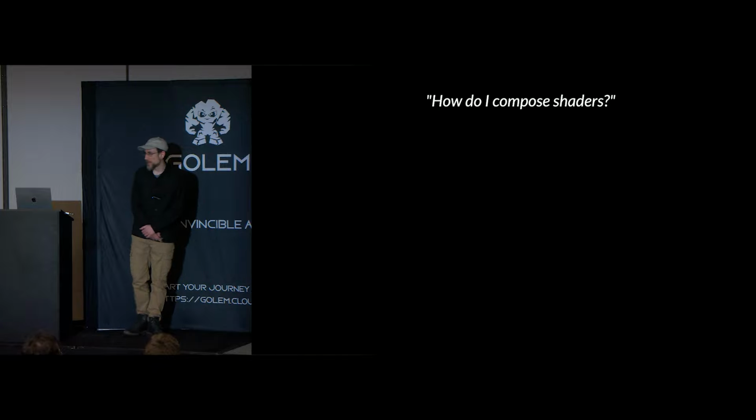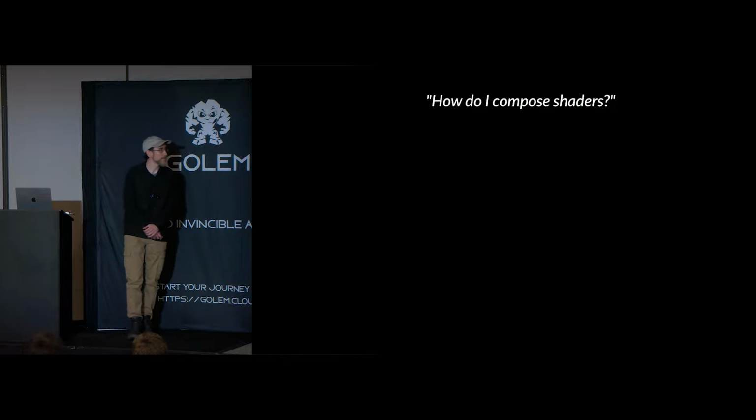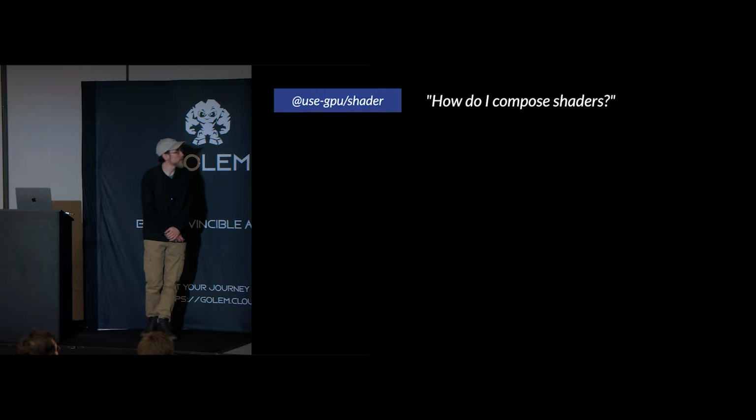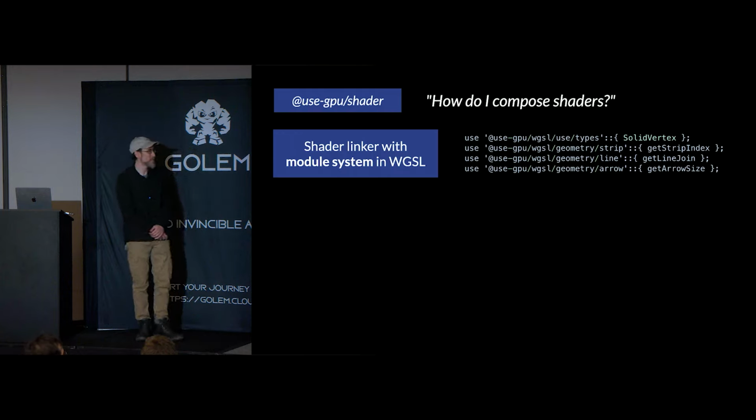And this composition thing is also an essential part of the shader mechanism. So how did this voxel thing inject itself into the rest of the system? Well, using shader composition, which is done by Use.GPU shader. And this is a shader linker with a module system in WGSL, because that's what grown-ups use. Most shader languages do not have module systems, FYI. Again, what might be super obvious to person A is not super obvious to person B.